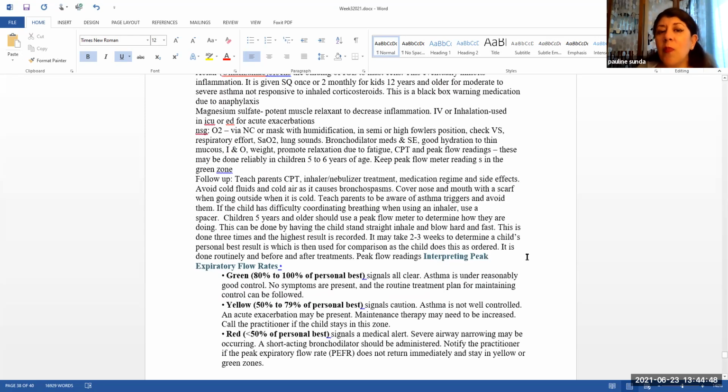Magnesium sulfate, this is a potent muscle relaxant to decrease inflammation. It can be used IV or inhalation. This is typically used in the ICU or ED for acute exacerbations.